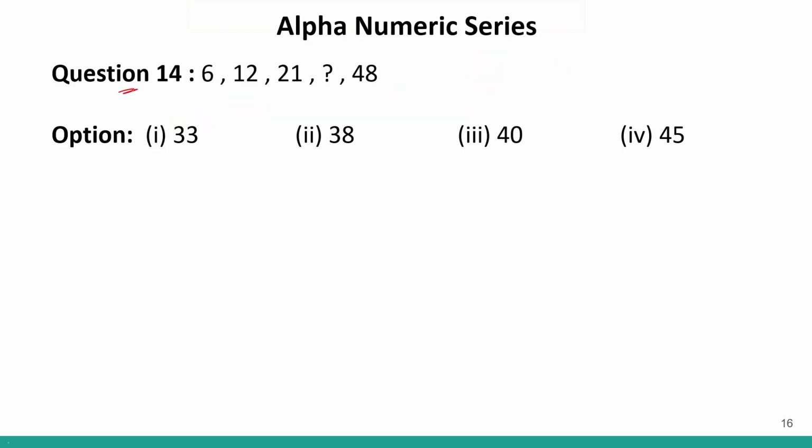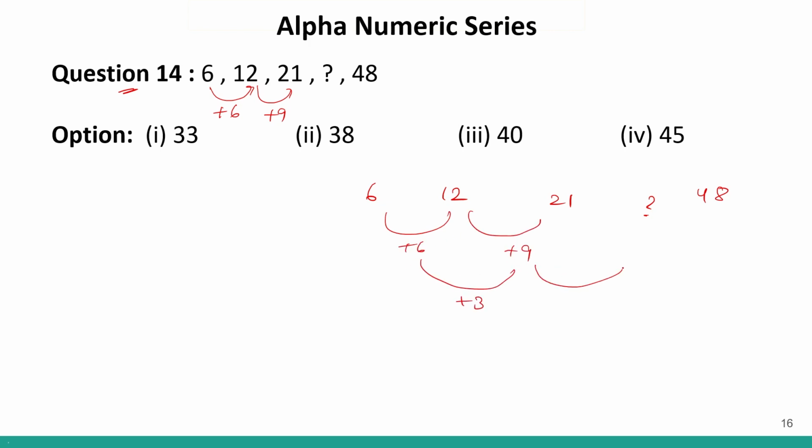Clear? Then we have question number 14. 6, 12, 21 and 48. Smaller numbers. So this is basically plus 6. And from 12 to 21 is basically plus 9. So maybe we are adding from 3. So let's say these are the numbers, correct? This is plus 6. This is plus 9. So maybe this is plus 3. So the next term will be plus 3, which will be plus 12. So if I add plus 12, I'll get 33.